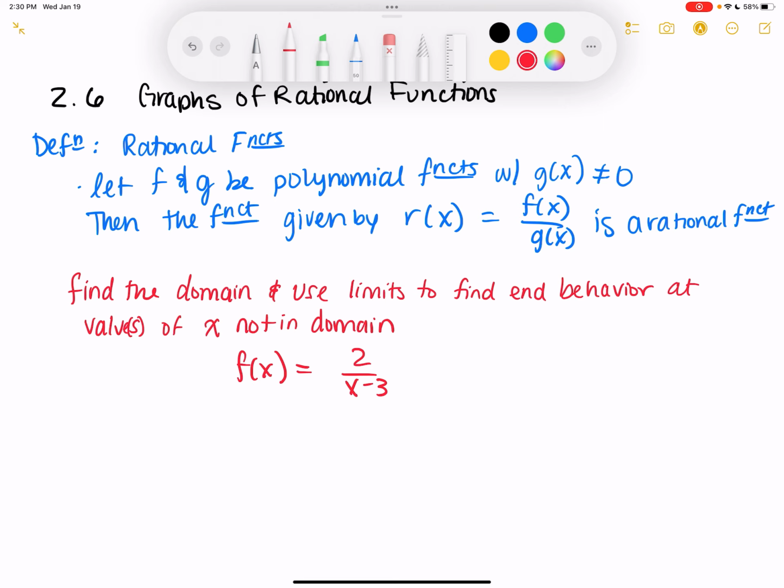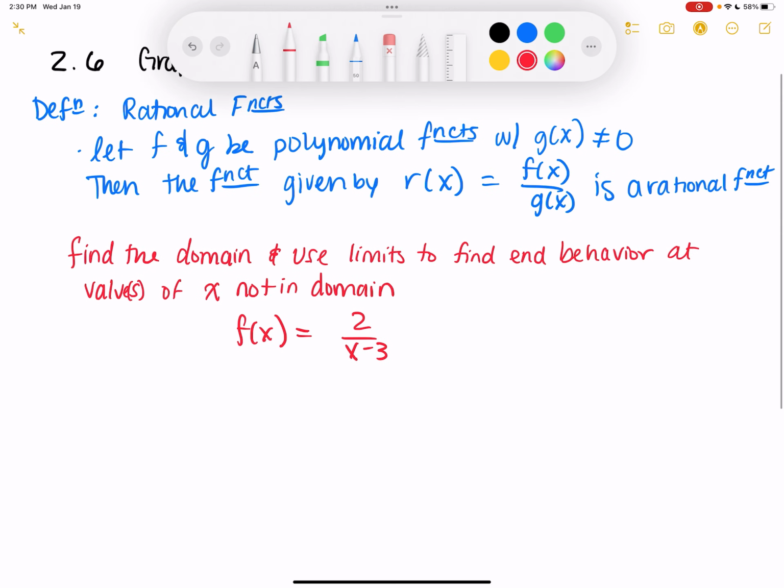Then to find our domain, we're looking for what x values make it true. The only thing that cannot occur with this one is that the denominator cannot equal 0. So I would set x minus 3 equal to 0, so x equals 3. So where x equals 3, it does not exist. So the correct way to write the domain is from negative infinity to 3 union 3 to infinity.